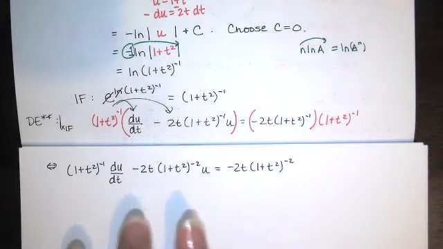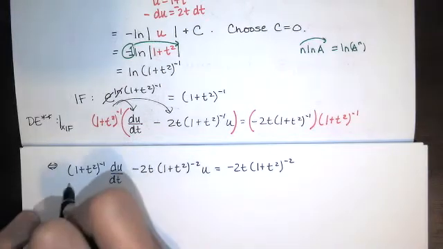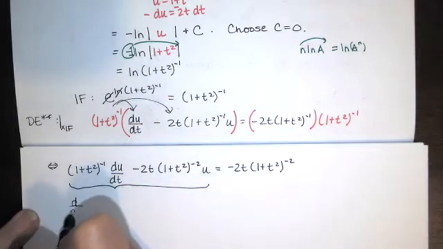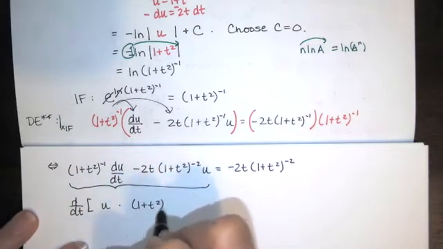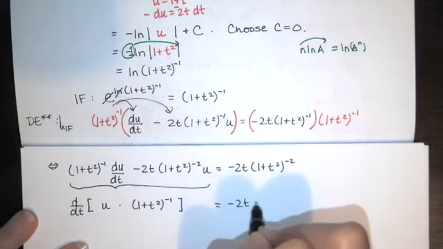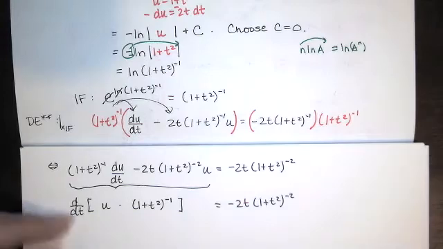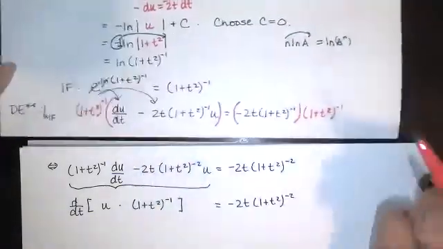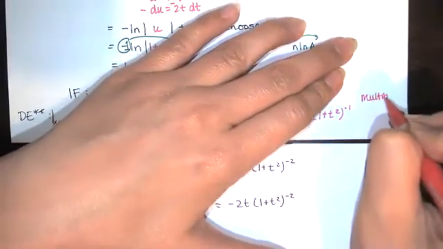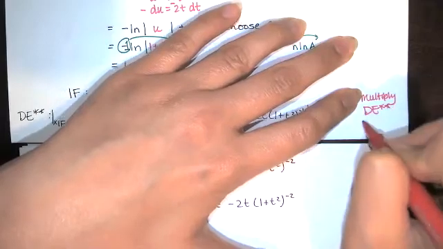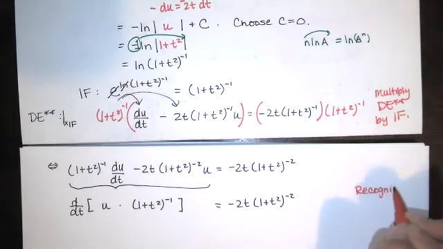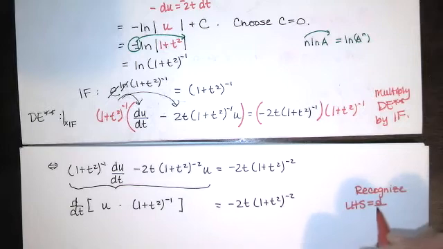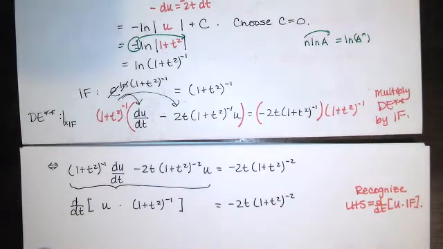Okay, so we multiplied the differential equation by the integrating factor, and if we've done everything correctly, this left-hand side should be the derivative with respect to the independent variable, which in this case is t, of u times our integrating factor, (1 + t²)⁻¹. So we found the integrating factor, multiplied the differential equation by the IF, and again, if we've done everything correctly, the left-hand side is the derivative with respect to t of your dependent variable times the integrating factor. And so we've got this. Let's check it out and make sure it's true.